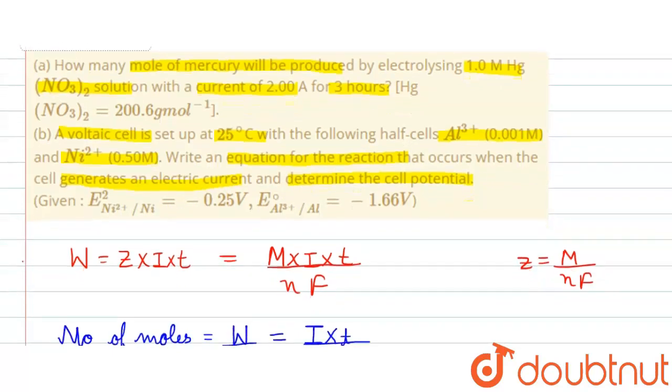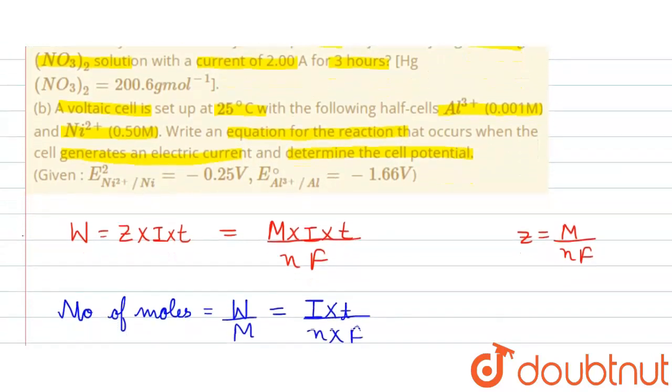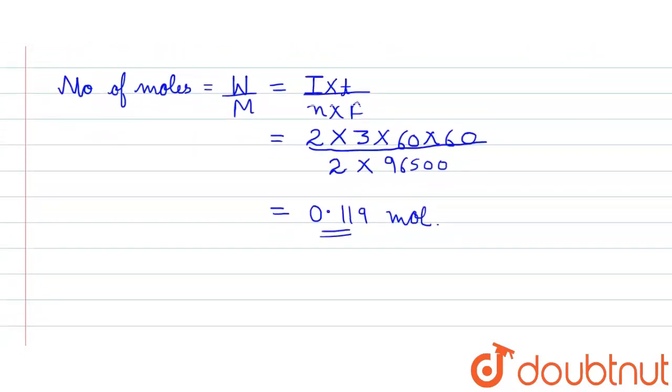So first of all, let us see what reaction will happen in this case. We are given aluminium and nickel. This is the B part. In this case, at the anode, the aluminium will be oxidized to aluminium 3 plus, releasing 3 electrons.